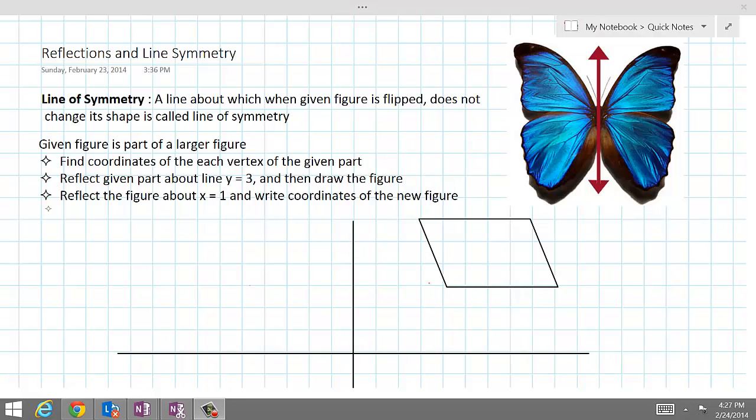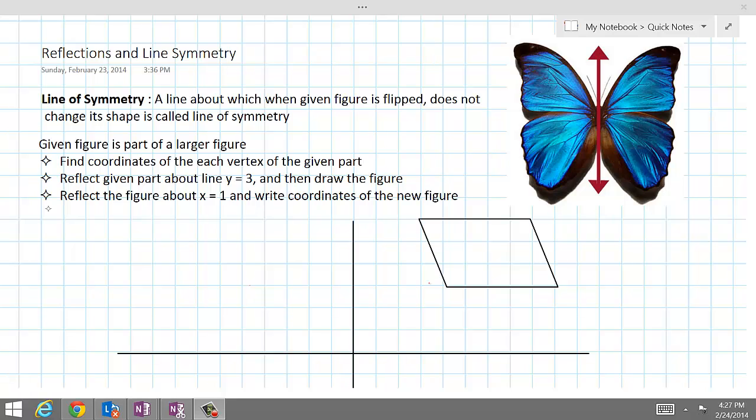Reflections and line symmetry. A line about which, when a given figure is flipped, does not change its shape is called a line of symmetry. In this example of a butterfly, if we place a mirror exactly where the red line is, nobody can tell which side is the object and which side is the image of that object. Such a line is called a line of symmetry.